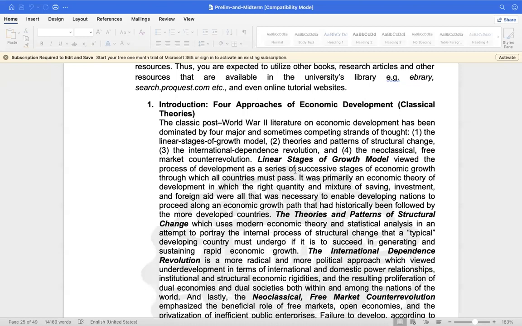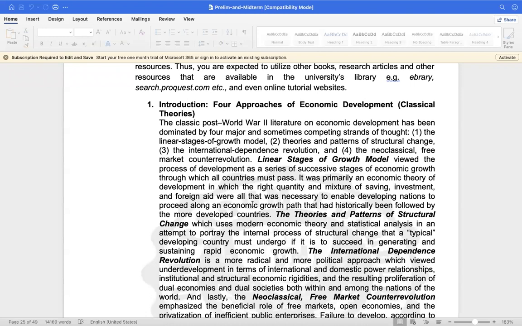So the thought here is that for us in the Philippines, we cannot reach stage number 3 if we have not sufficed stage number 1 or stage number 2, no. That is the theory of Rostow, based on the linear stages of growth model. It was primarily an economic theory of development in which the right quantity and mixture of saving, investment, and foreign aid were all that was necessary to enable developing nations to proceed along an economic growth path that had historically been followed by more developed countries.